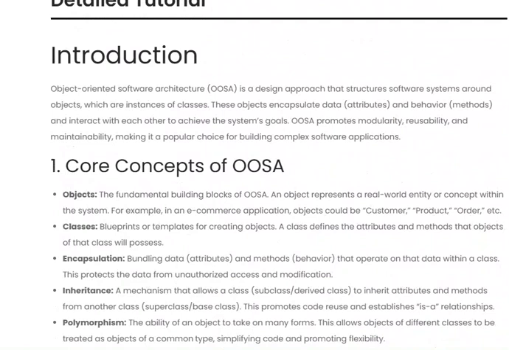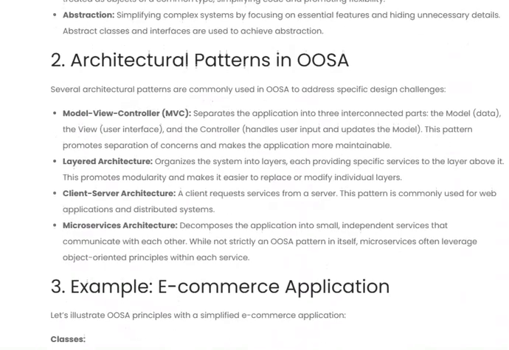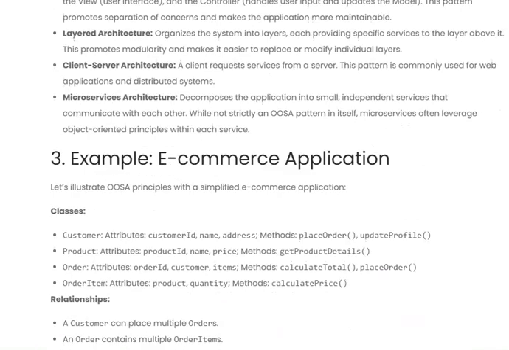There is some introduction. Core concepts of OOP architecture: objects, classes, encapsulation, inheritance, polymorphism, abstraction. Architecture patterns in object-oriented software architecture: Model View Controller (MVC), layered architecture, client-server architecture, microservice architecture.